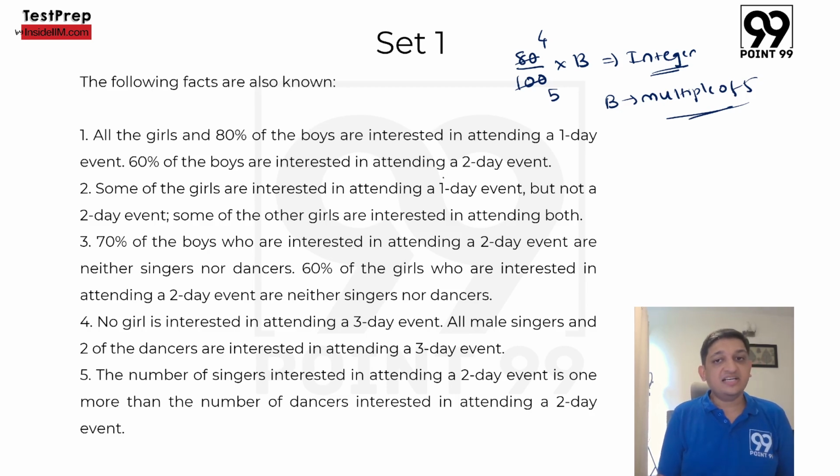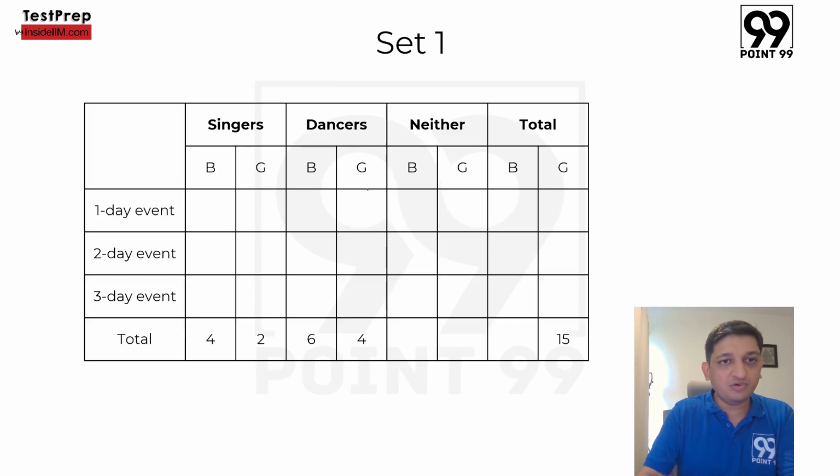60% of the boys are interested in attending a 2 day event. Fair enough. 60% should also be an integer. So again, अगर 5 का multiple है तो definitely 60% भी possible होगा. So at this point in time, we know for sure that if we look at the table that we have just formed, we know that there are 15 girls who are there in total. और उसमें से कितने girls हैं जो 1 day event में interested हैं? All of them are interested.